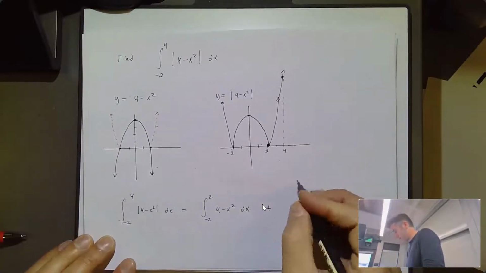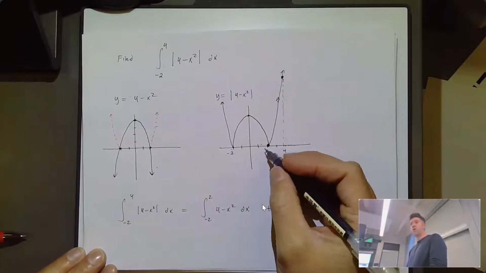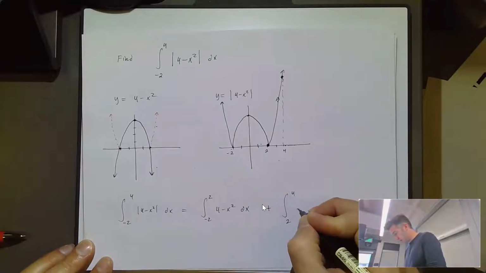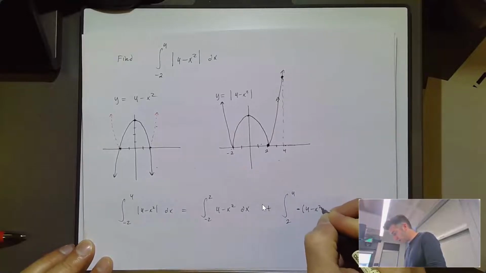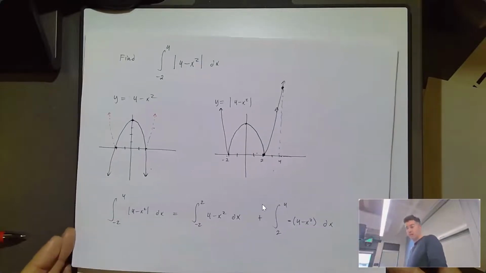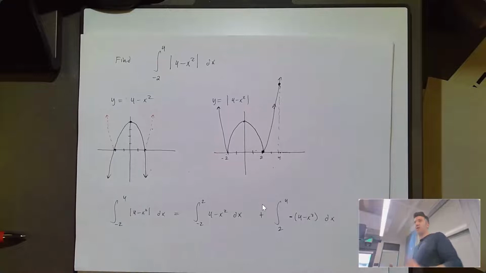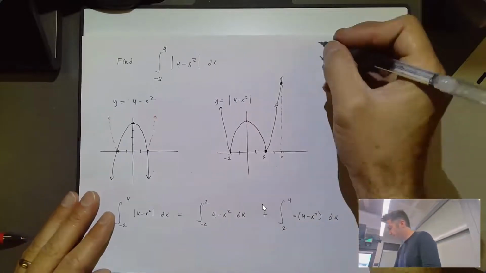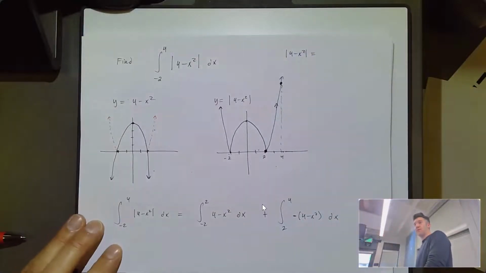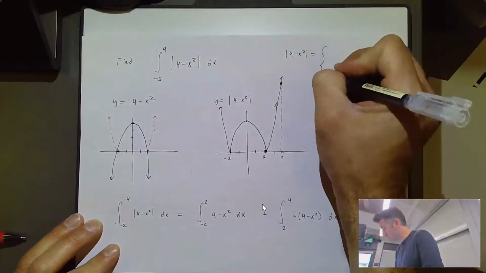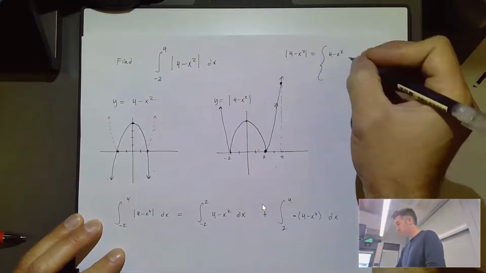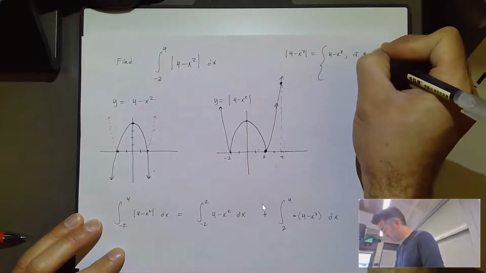But from 2 to 4, it's no longer 4 minus x squared, it's the negative of 4 minus x squared. And I suppose I should say a tiny bit more about this. This is speaking to the fact that when you take the absolute value of something, the absolute value of 4 minus x squared is, I'm going to say this very broadly, equal to the stuff you have inside if the stuff you have inside is positive.